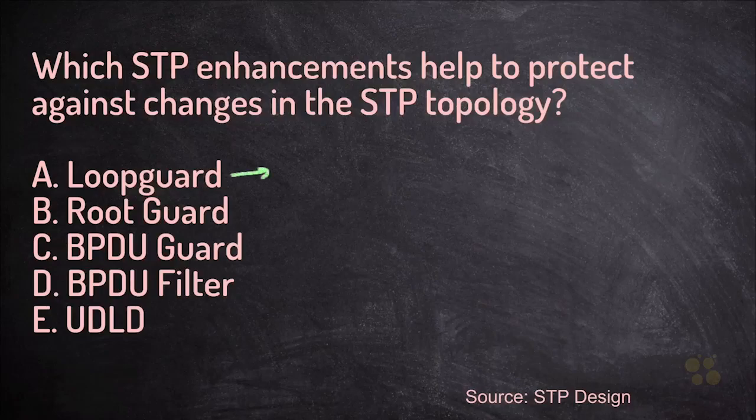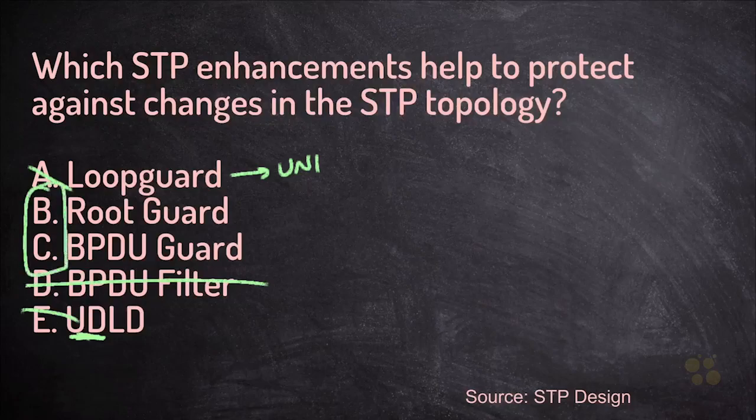Up first is LoopGuard, and LoopGuard is going to be focused on detecting unidirectional links. And so, by the way, will unidirectional link detection, that's what the UD stands for. And so A and E are out. Meanwhile, BPDU filter is effectively how we disable spanning tree on an interface. That's not going to help us with this situation, so D is out. And so yes, root guard and BPDU guard, these are our answers, B and C.